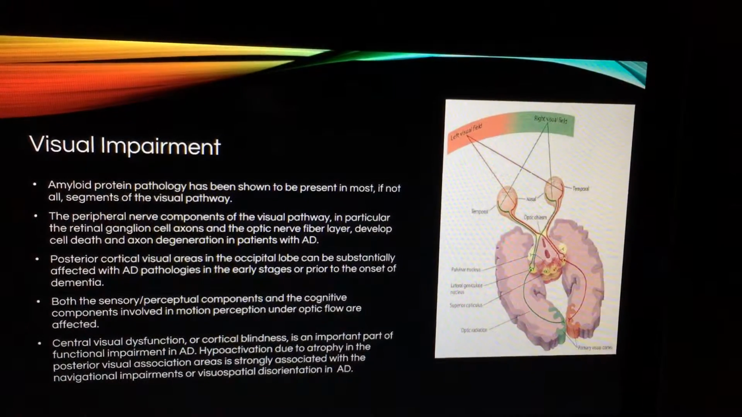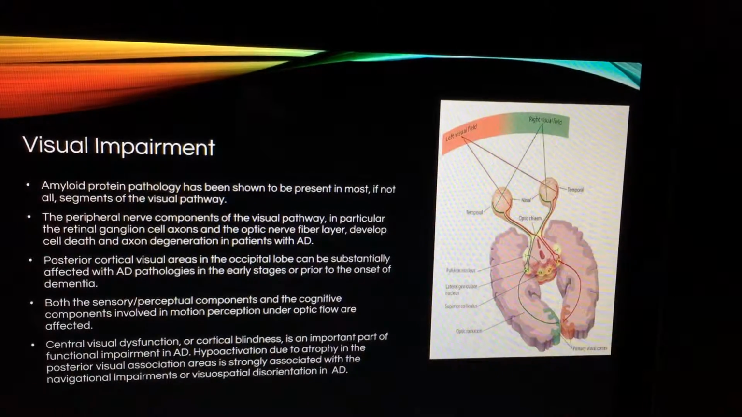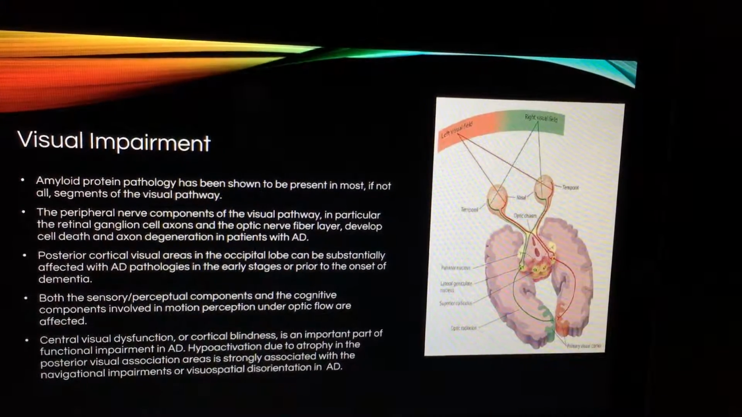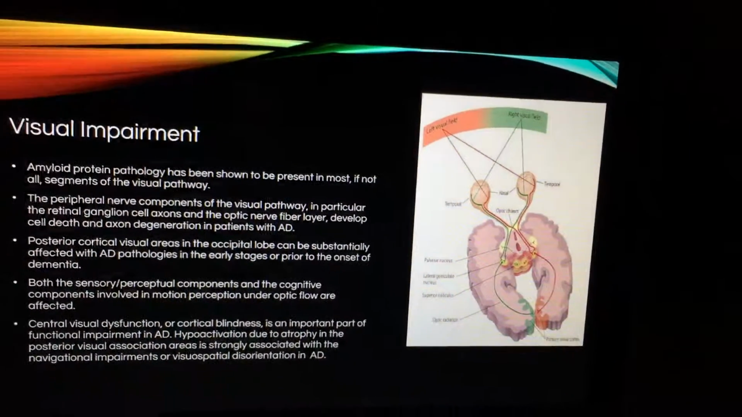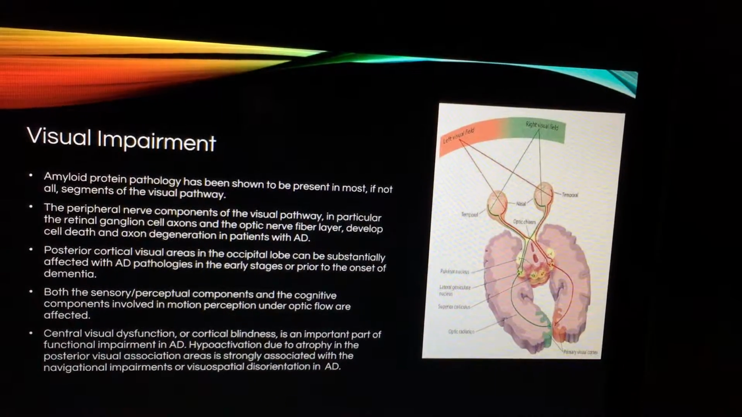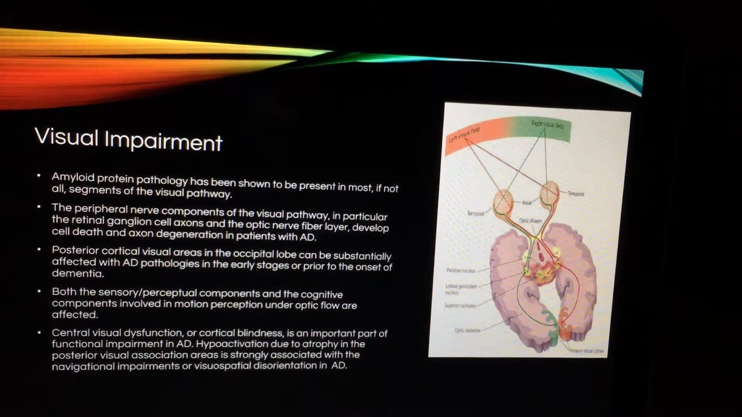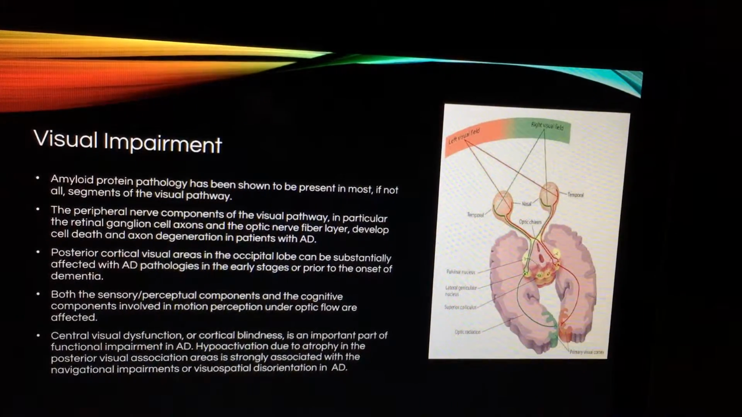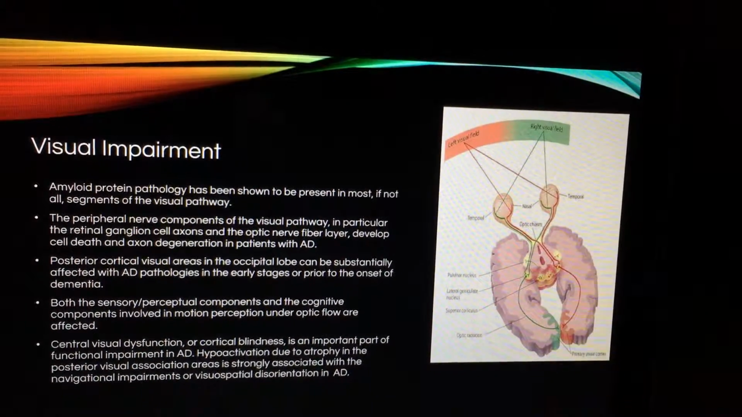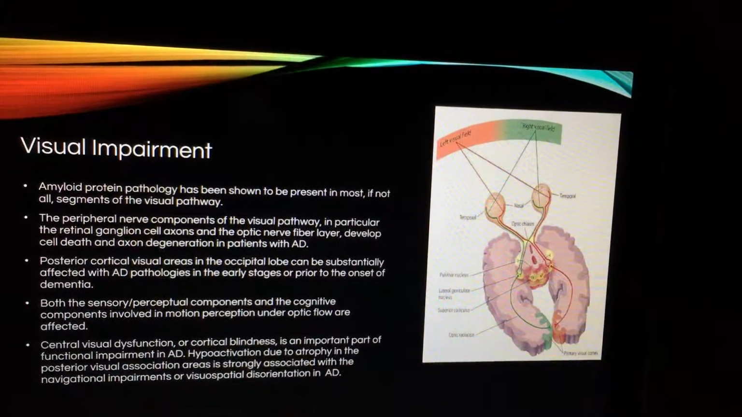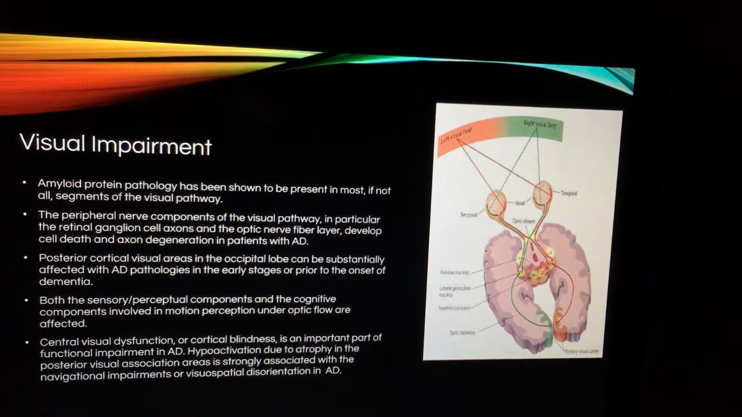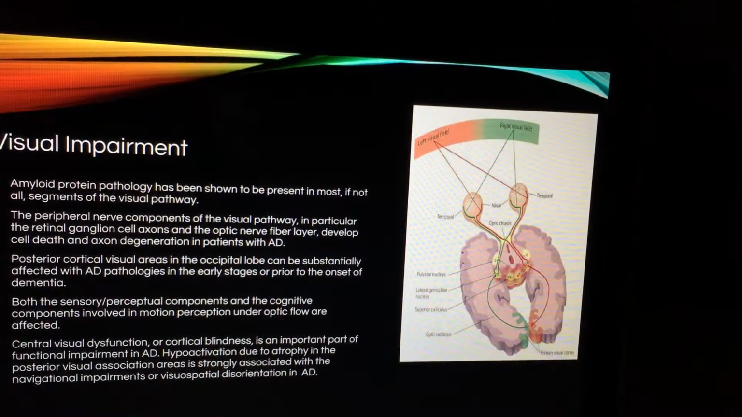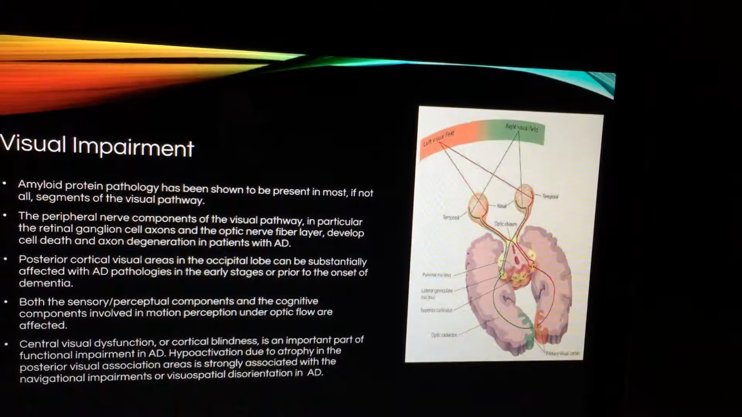Posterior cortical visual areas in the occipital lobe can be substantially affected with Alzheimer's disorder pathologies in the early stages or prior to the onset of dementia. Both the sensory perceptual components and the cognitive components involved in motion perception under optic flow are affected. Central visual dysfunction or cortical blindness is an important part of functional impairment in Alzheimer's disorder.